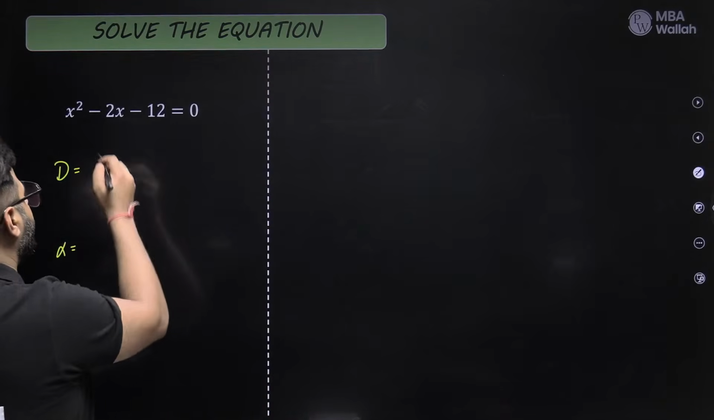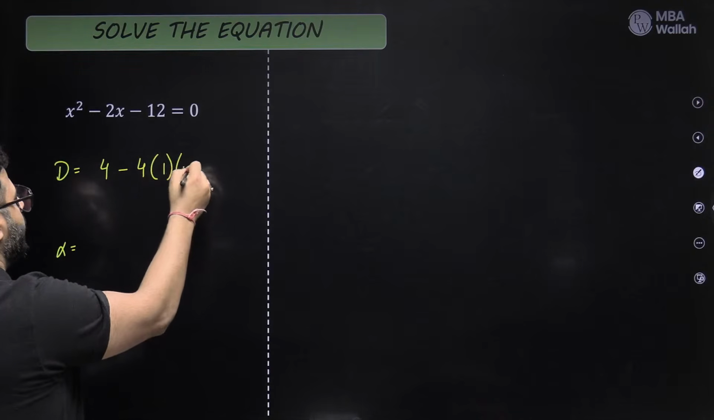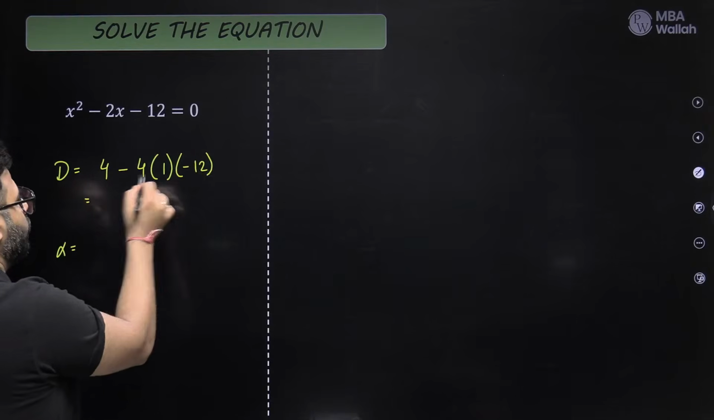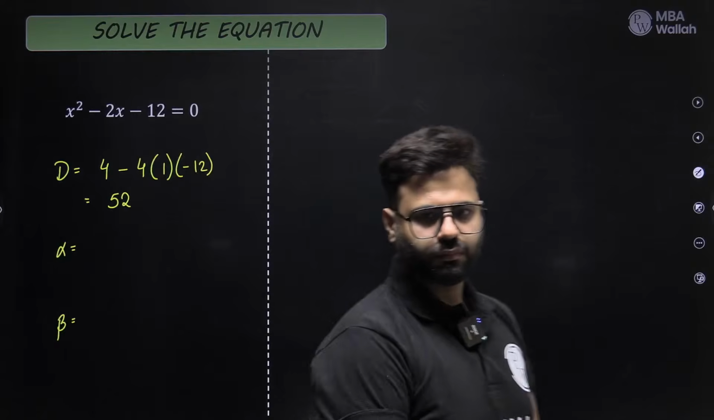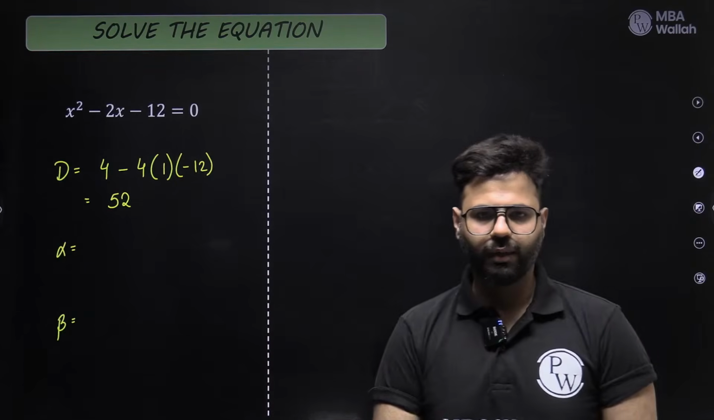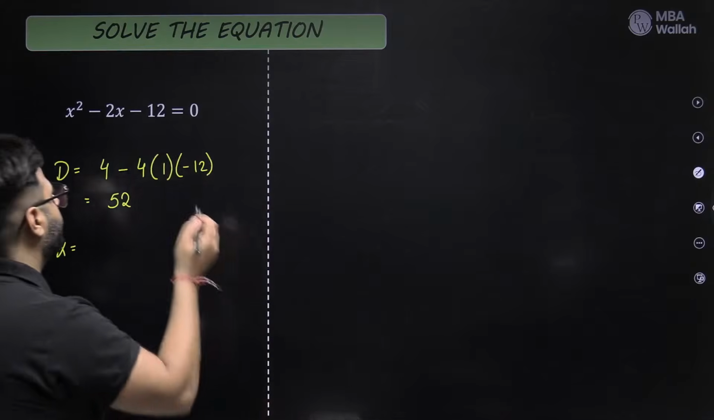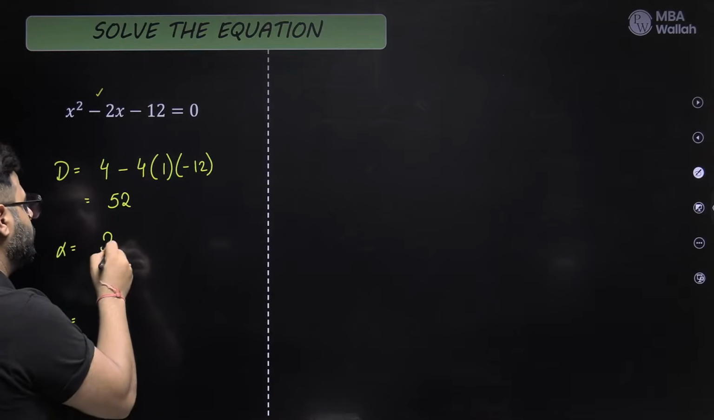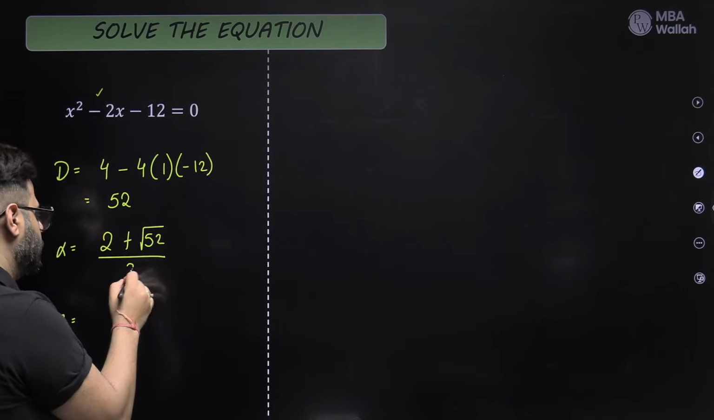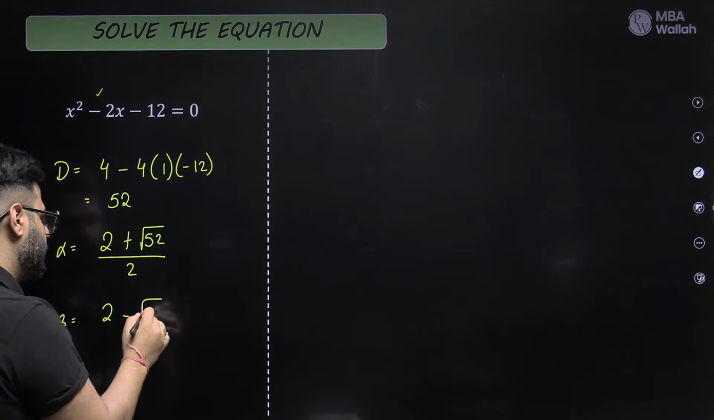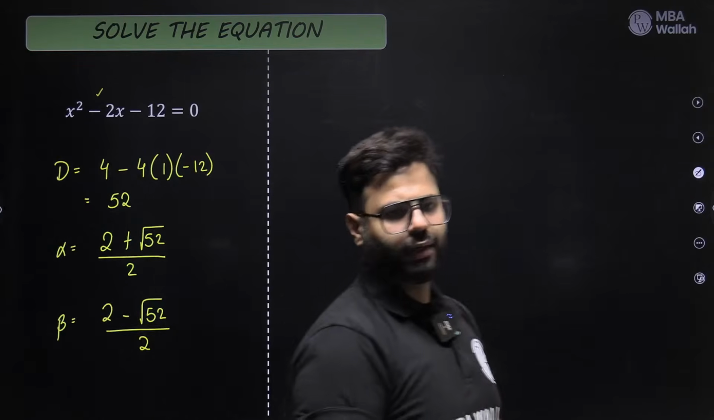So D comes out to be minus 2 square, that is 4, minus 4ac, a is 1, c is minus 12. Ultimately, I guess 4 plus 48, 52, right? So everybody getting D as 52? Fantastic. What about alpha and beta? Alpha is minus b. Now we'll be a little faster. So minus of minus 2, that is 2, plus root D upon 2a, that is 2. Minus b minus root D upon 2a, that is 2. Comfortable? Easy.